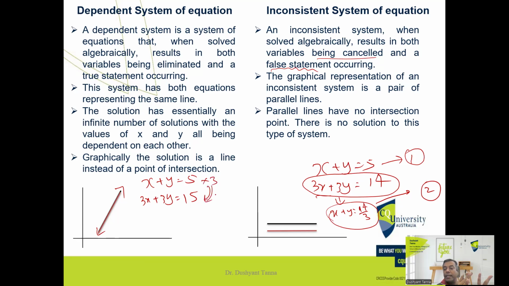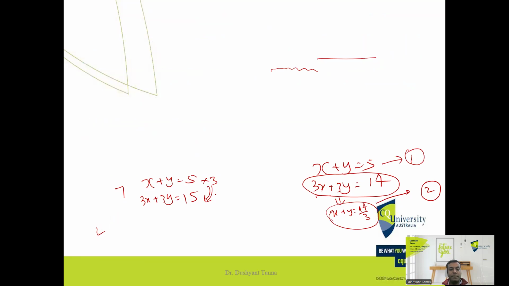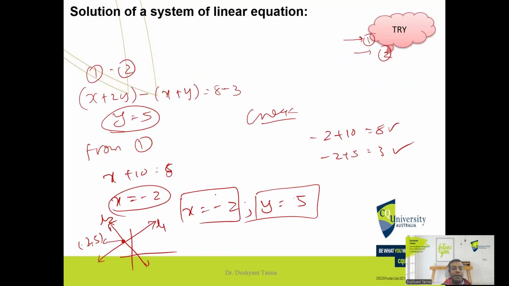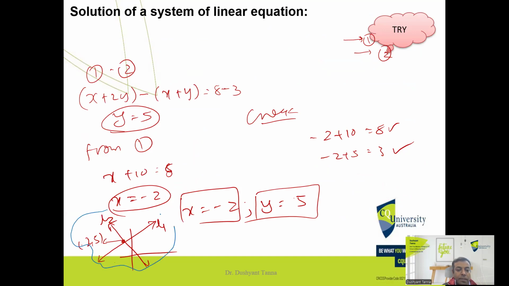So dependent, or infinitely many solutions, identical lines. Inconsistent, or parallel lines. And when they intersect, when you have a solution, it's something that we just discussed. This thing here is called consistent, or one unique solution. Yeah, two lines intersecting at one point.